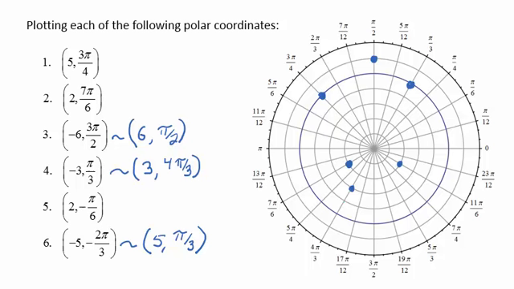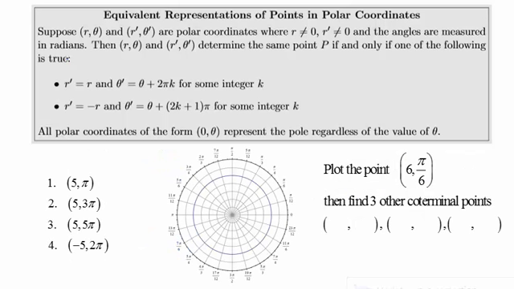After plotting several points, we have observed that in polar coordinates, a point can have multiple representations. Suppose that (r, θ) and (r', θ') are polar coordinates where r is not equal to 0 and the angles are measured in radians. Then (r, θ) and (r', θ') determine the same point P if and only if one of the following is true. The radiuses are the same sign and one of the angles is an even multiple of π greater. Or if the radiuses are opposite in sign and one of the angles is an odd multiple of π greater.